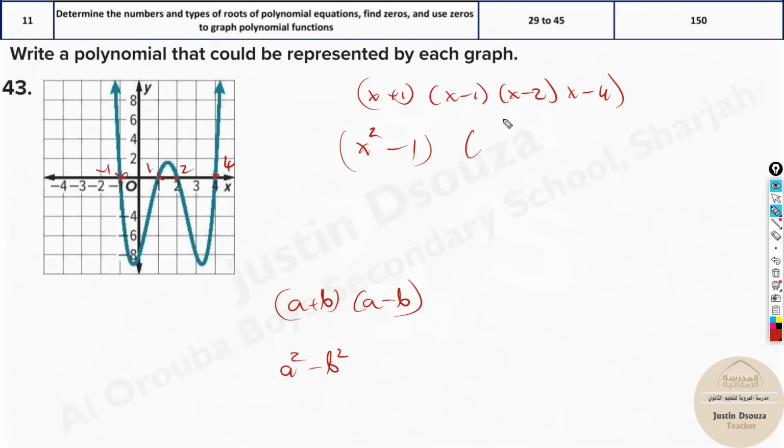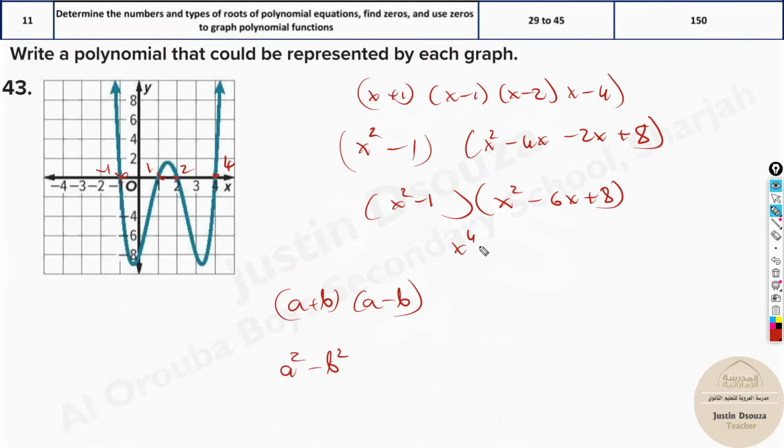And what about over here? We have to multiply. It will be x squared minus 4x minus 2x plus 8. And now simplify this. It's going to be x squared minus 6x plus 8. You have to multiply with x squared minus 1. So it will be x power 4 minus 6x cubed plus 8x squared minus x squared plus 6x minus 8.